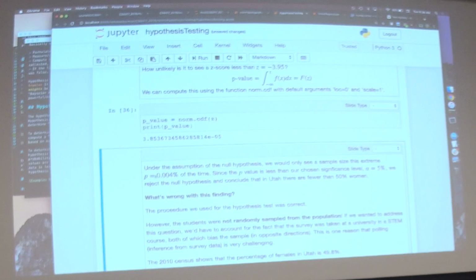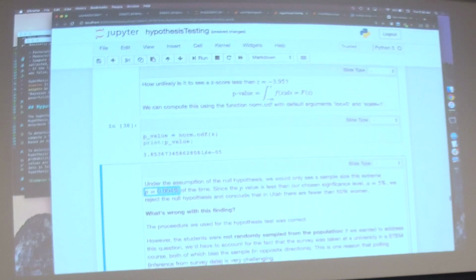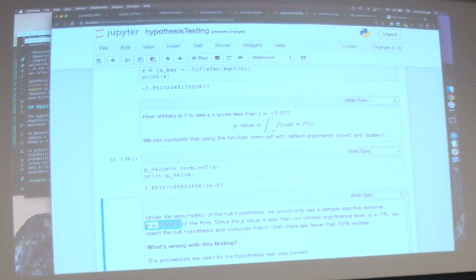So only 4 times out of 1,000 would we expect to get a distribution that extreme. So we just proved that Utah is not evenly distributed with men and women.